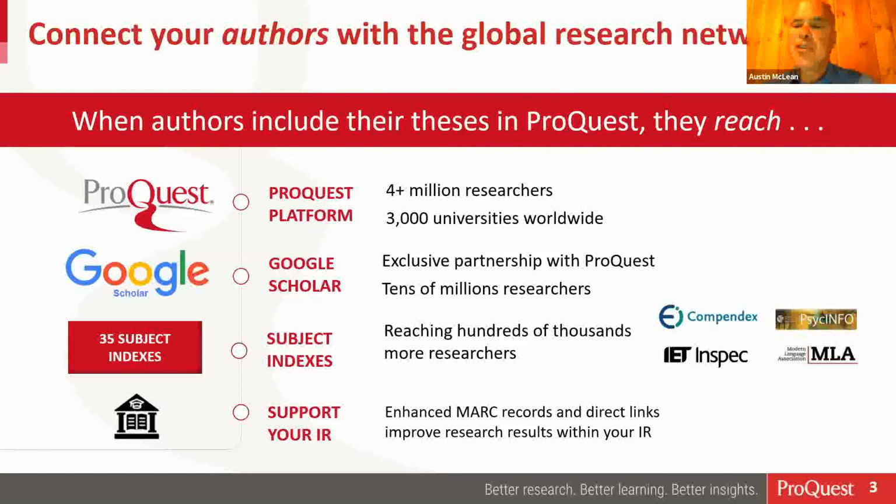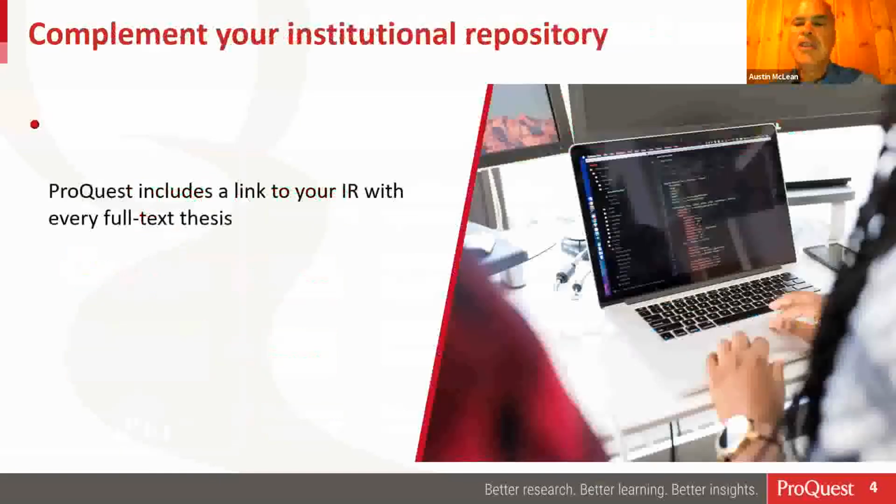It's important to make sure your theses are discoverable in the area where researchers are conducting their subject-specific research, like these indexes. And we also support your institutional repository by providing you with free MARC records and direct links to improve the research within your repository. The ProQuest record includes a link to your repository with every full-text thesis. And this is very important because then users who are using the ProQuest database can determine whether they want to access the full text through ProQuest or access the full text through your institutional repository.